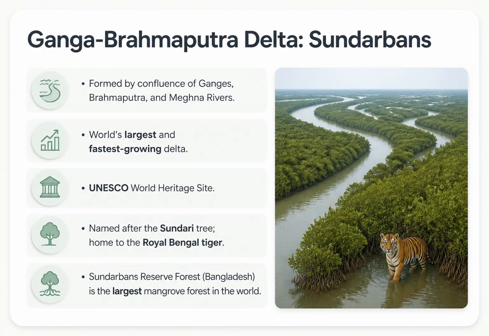Where the Ganges, Brahmaputra, and Meghna rivers finally meet the Bay of Bengal, they form the magnificent Sundarbans. This is the world's largest and fastest-growing delta and a designated UNESCO World Heritage Site. It gets its name from the Sundari tree, a type of mangrove that thrives in these salty, marshy waters. It is famously the home of the majestic Royal Bengal tiger. The Sundarbans Reserve Forest, extending into Bangladesh, is actually the largest single block of mangrove forest in the entire world.